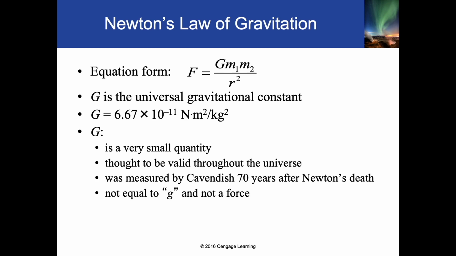So the big thing about this is that the little g is the 9.8 meters per second squared. Remember that? That's the gravitational acceleration, okay? But big G is this number, 6.67 times 10 to the negative 11. Very small number, okay?